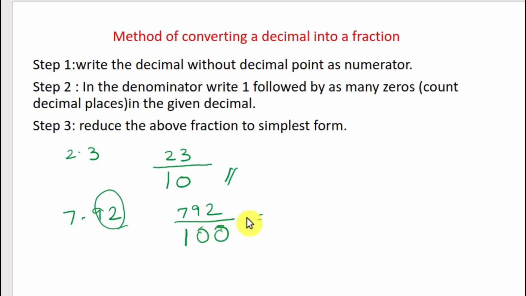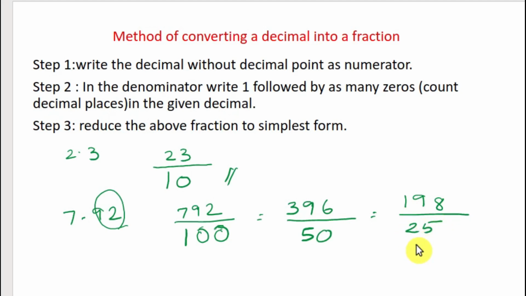20 is an even number, so divide by 2. 396 over 50. Divide by 2 again, it will be reduced again by 2. So 198 over 25 is the simplest form of this fraction.